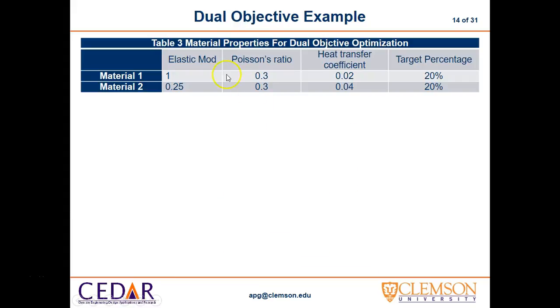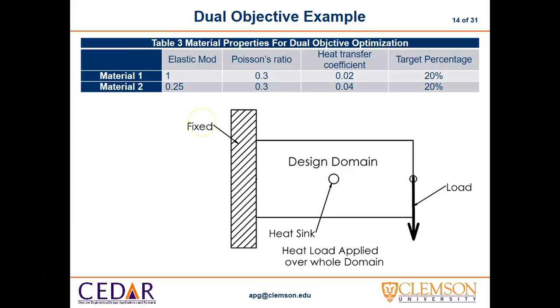Alright, so for an example, I tried to use the same material properties as the Xia and Wang paper to make it more clear how it compares. So we have two materials. The first one is stiff, so it's an elastic modulus of 1, and the heat transfer coefficient is low, 0.02. Whereas the second material is not as stiff, it's about 1/4 as stiff, and then the heat transfer is twice as high, so it conducts heat twice as good.